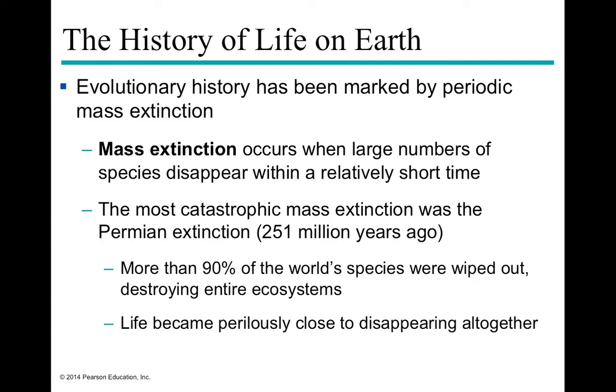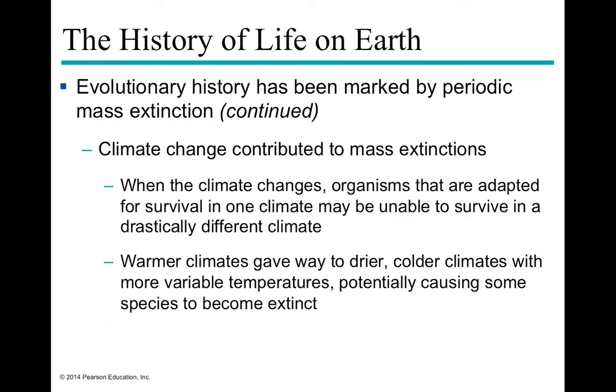And the most catastrophic mass extinction was approximately 250 million years ago at the Permian extinction, where over 90% of the world's species were wiped out all in one go, destroying entire ecosystems. And life became very, very close to disappearing altogether. However, they were able to survive and move on and lead to the life that we now know on the planet today. And we do know that most of our mass extinction events are caused by climate change.